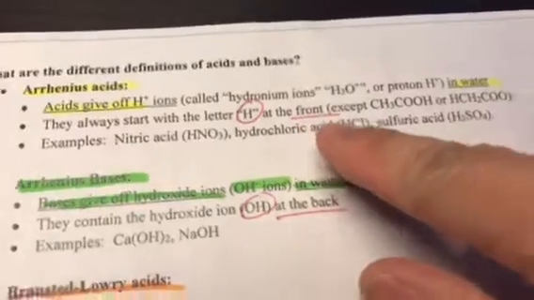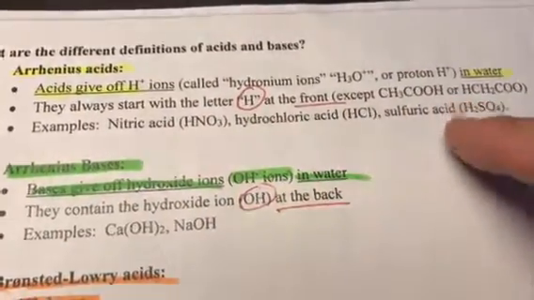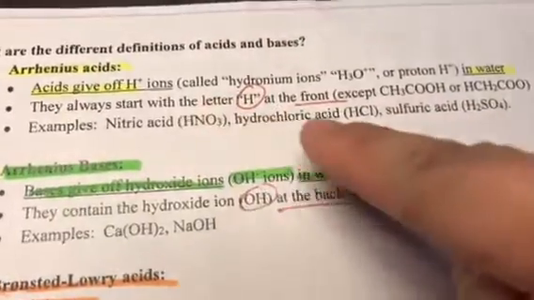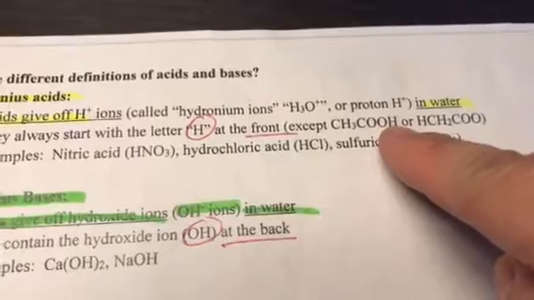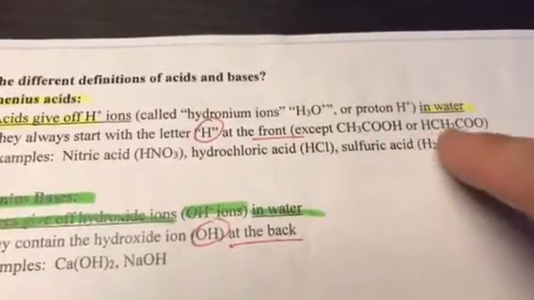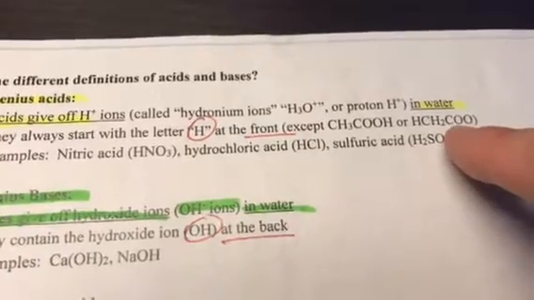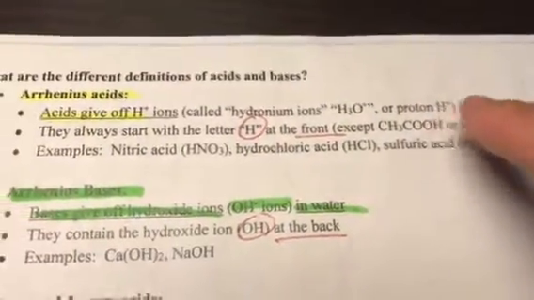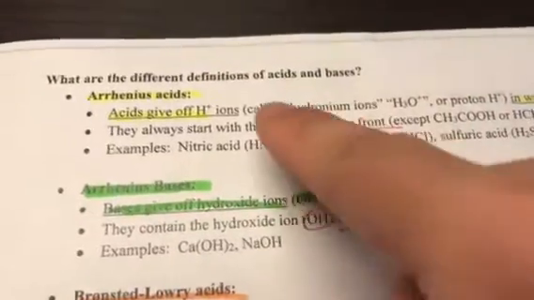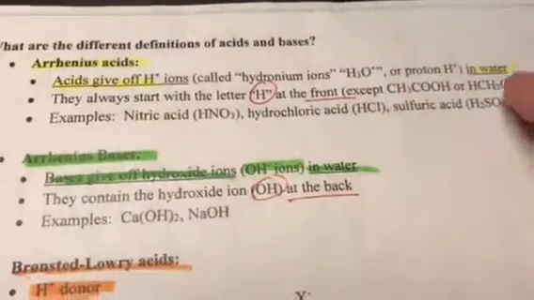H at the front. Okay. So for example, nitric acid, hydrochloric acid, sulfuric acid, they always have the H in front. Now, except acetic acid, sometimes you will see the H at the end, okay, for the acetate. So those are the exception. But in general, H is always in the front. That's the definition of Arrhenius acid. They give off H plus in water.